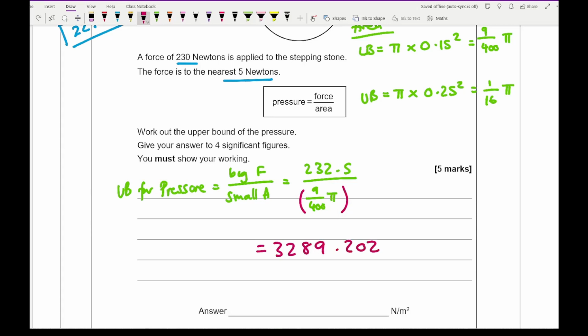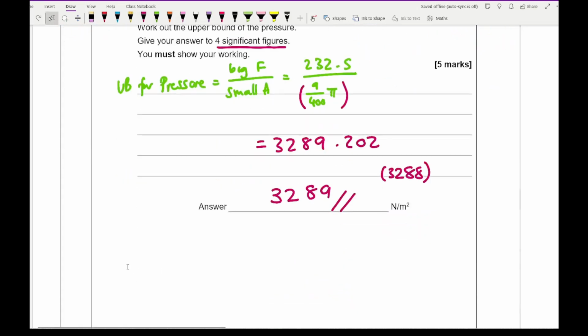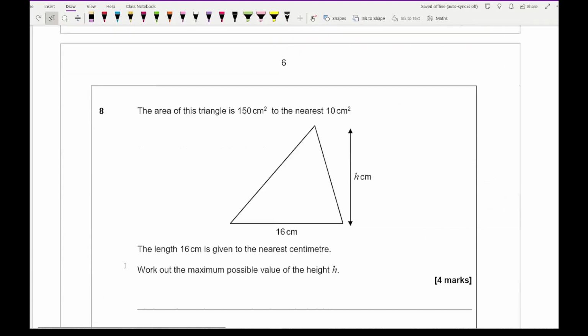3289.202. But I then need to round this number to 4 sig figs, so in other words to the nearest unit, which gives me an answer of 3289. Now on the mark scheme it will accept if you had 3288. So again, just a word of notice, but I get 3289 because I've used the exact values.